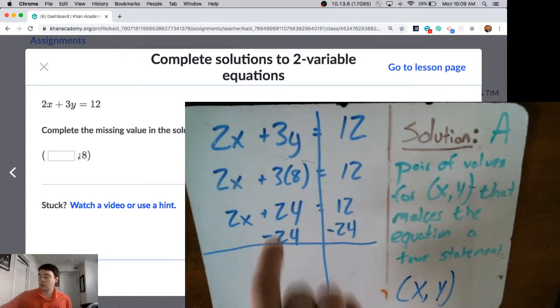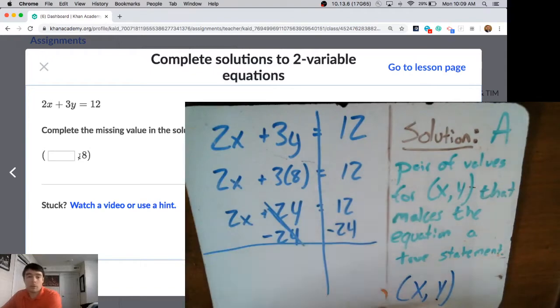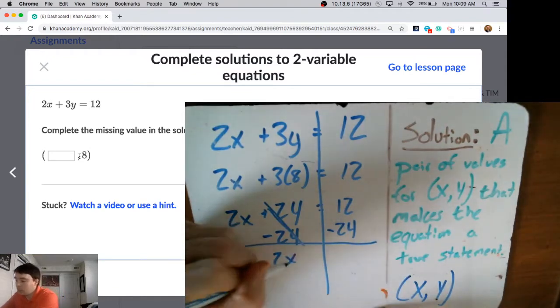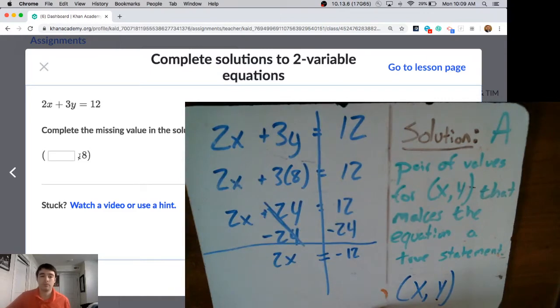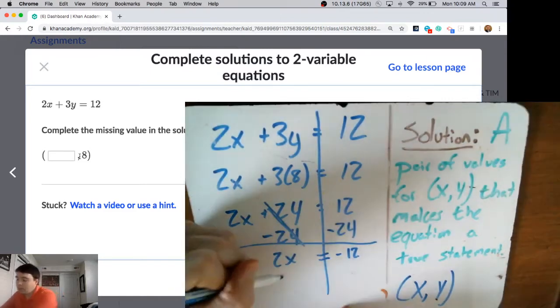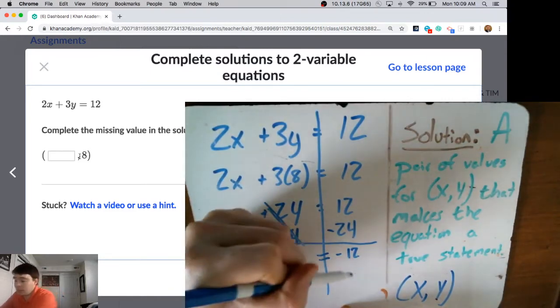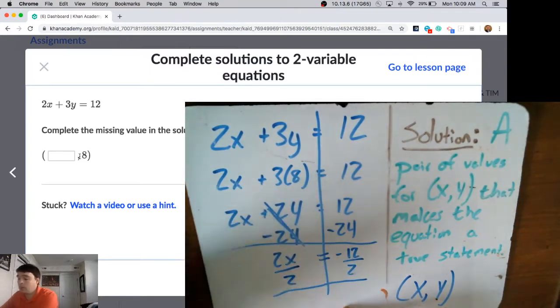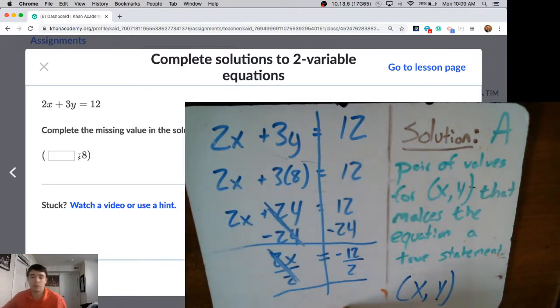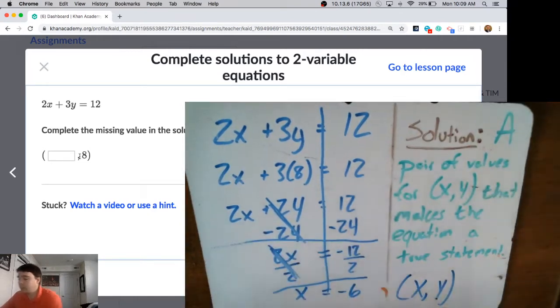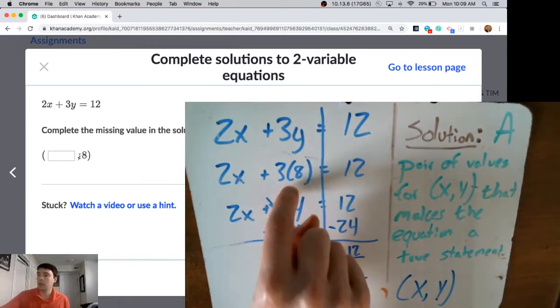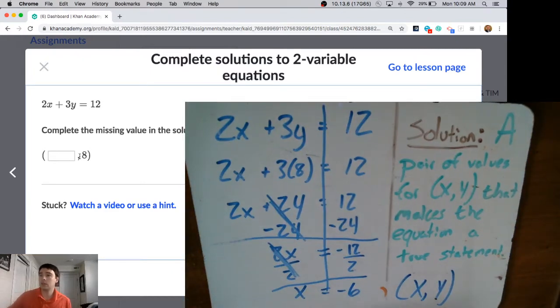I'm going to subtract 24 to get rid of the positive 24. And that tells me 2 times x needs to be equal to negative 12 in value. And then I'll divide both sides of the equation by 2, because that's the opposite of multiplying by 2. That cancels out the multiplication with 2. That tells me x needs to be equal to negative 6 if indeed we had made y equal to 8.